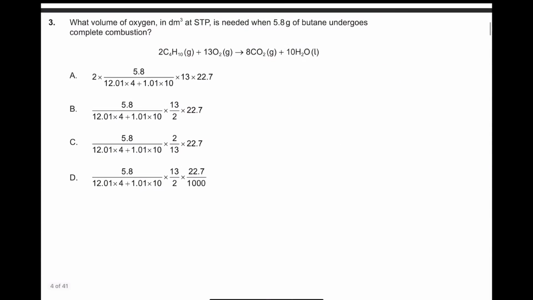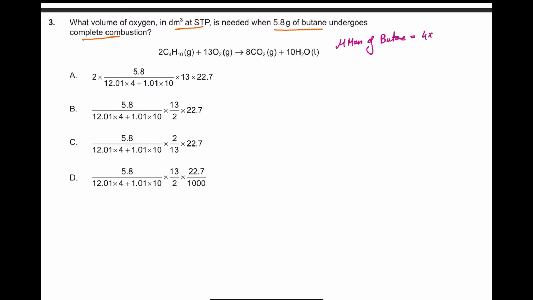This is a typical stoichiometry question. We need to find the volume of oxygen at STP. We are given that 5.8 grams of butane undergoes complete combustion. So, and they have also provided us with the balanced chemical reaction. So let's start with this question. Firstly, we need to find the molar mass of butane. Okay, so M mass of butane.